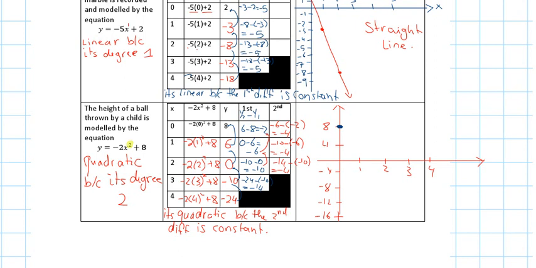So 0, 8 for the first point. My second point is 1, 6. And then 2, 0. And then 3, negative 10. And then 4, negative 24. It's going to be somewhere down here. So you see that this one is going to have a little curve to it. As I said, you're not going to be able to see the best of this just because we're taking half of the parabola. But technically, the other half is going to continue on the other side.